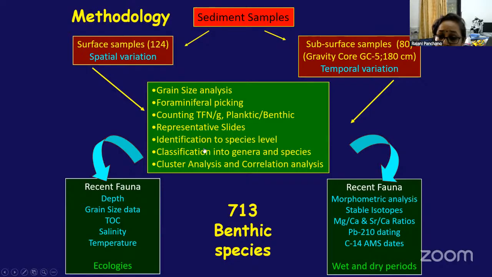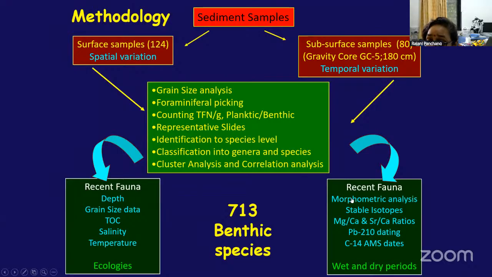From this analysis, I did two different things. That is, what did I do with this? Using the surface samples, I also use their depth, grain size data, total organic carbon, salinity, temperature, all the information about this, which was primary data, some which I generated in the lab, some which I collected from NOAA website. So I used it to understand the ecologies of these 713 species.